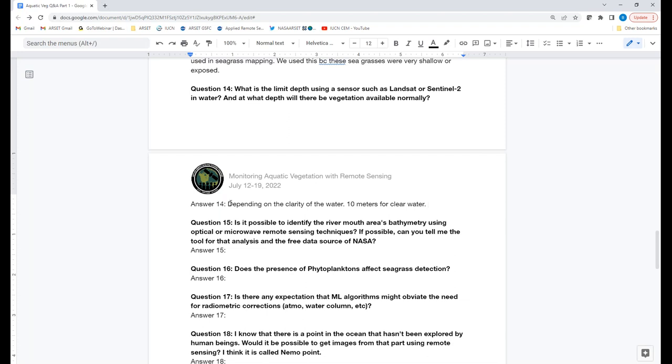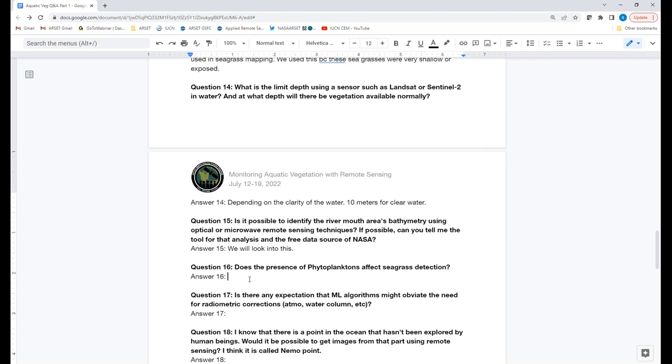Is it possible to identify the river mouth area bathymetry using optical or microwave remote sensing techniques? If possible, can you tell me the tool? That is a good question. I don't know the answer to that. I know that other techniques like LiDAR have been used to assess or map bathymetry of specific areas. But we'll look into this and do a little bit of research, and if I find anything that might be useful, we'll include it here in the document.